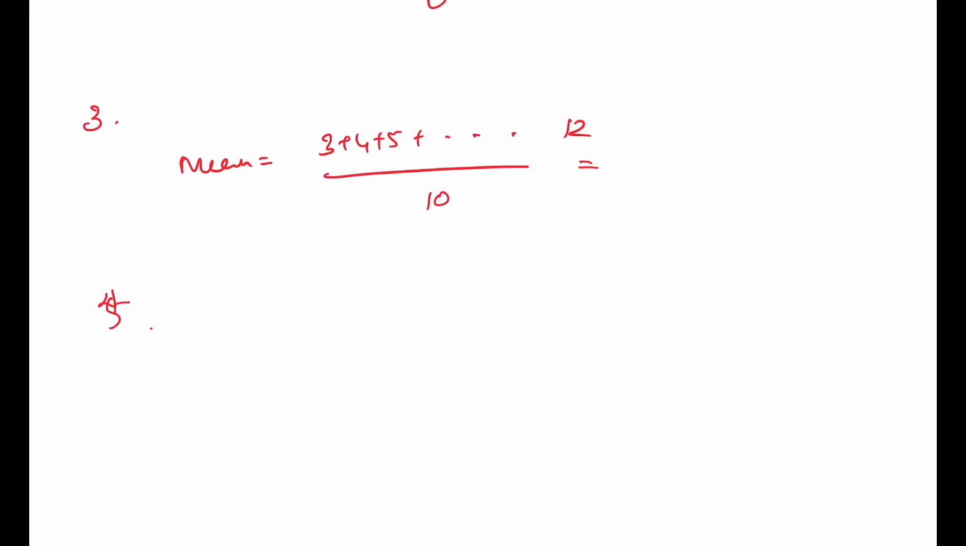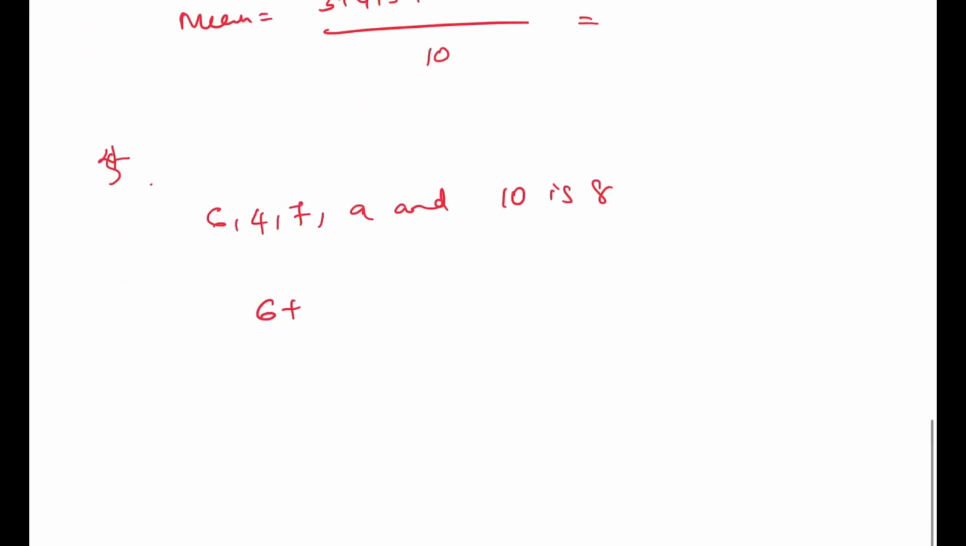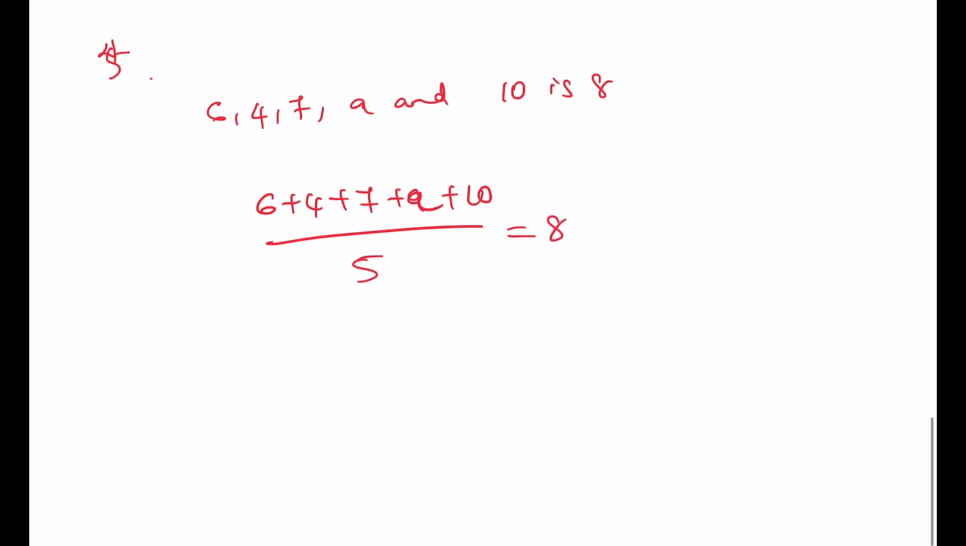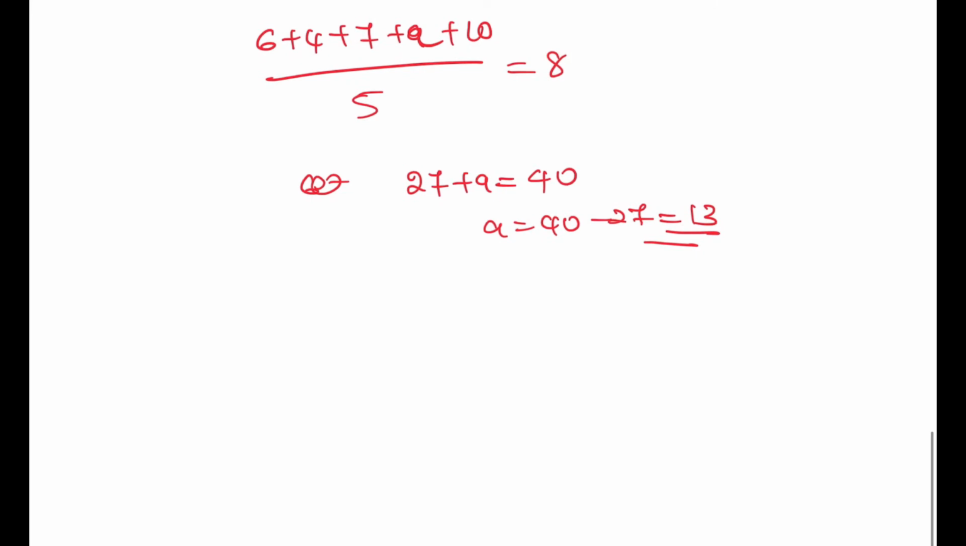Coming to the fifth mean. If the mean of 6, 4, 7, a and 10 is 8, find the value of a. Can we do it? 6 plus 4 plus 7 plus a plus 10 divided by 5 equal to 8, right? So you'll get 6 plus 4 is 10, 10 plus 10 is 20, 27 plus a is equal to 8 times 5, which is 40. A is equal to 40 minus 27, that is equal to 13. You get the value of a as 13.